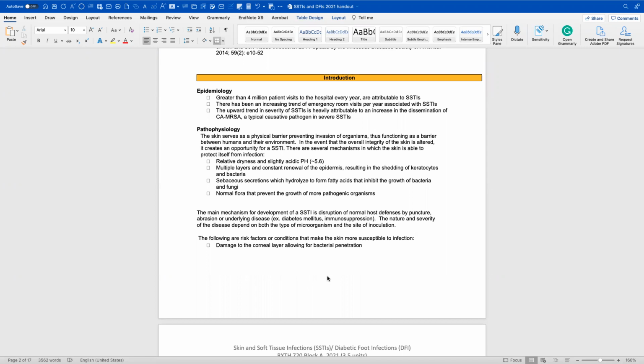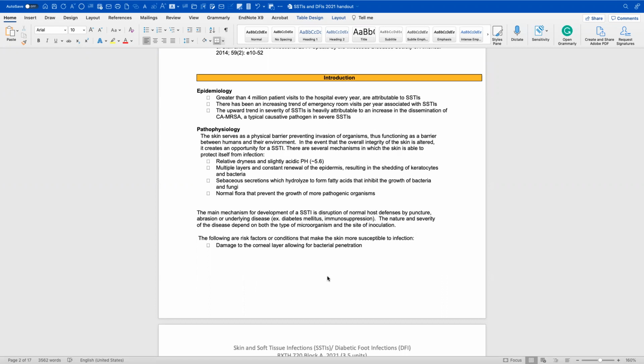So pathophysiology: the skin serves as a physical barrier, which prevents the invasion of organisms, thus functioning as a barrier between humans and their environment. So in the event that the integrity of the skin is altered, meaning that you have a cut or some type of wound, then that creates an opportunity for an SSTI, or it creates the opportunity for those normal pathogens that are on our skin, like strep and staph, to seep through that open area and then wreak havoc or cause infection.